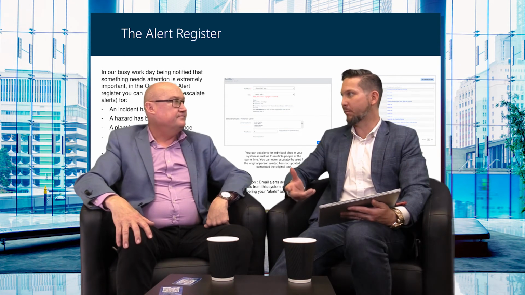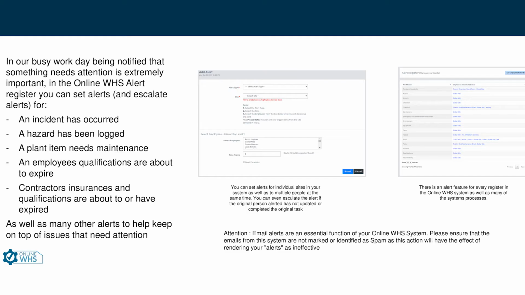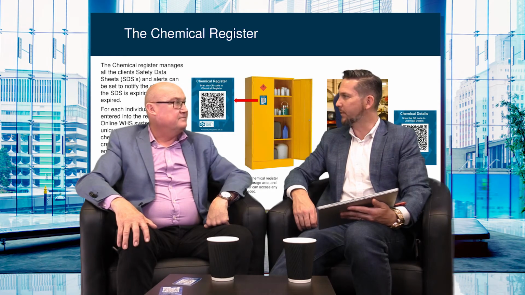This is alerting people into immediate action if required. Every single process inside the system has an alert feature. So if it's an incident, it'll alert you immediately. A hazard will alert you immediately. But you've got alerts in there for every single process within the system, so you know what you're doing. Obviously, the chemical register, self-explanatory there. Yeah, it's a fantastic feature.